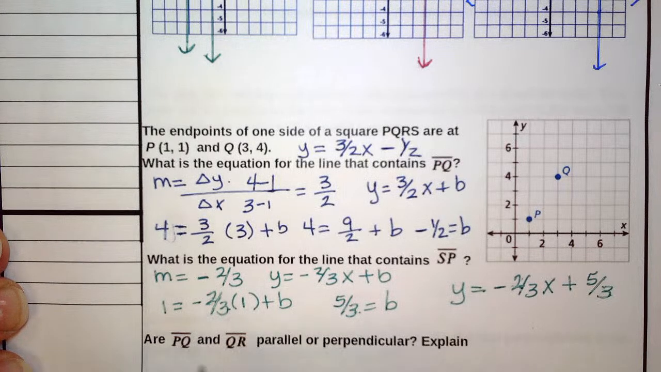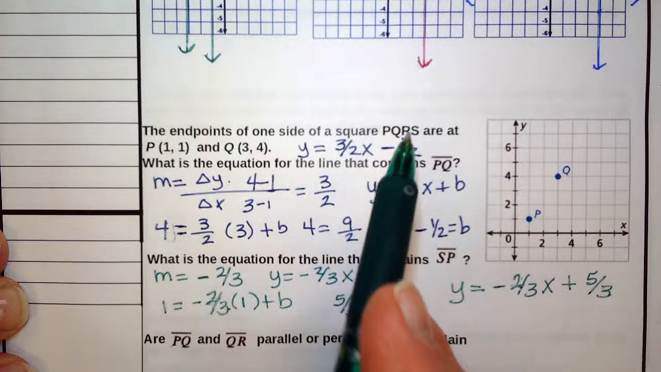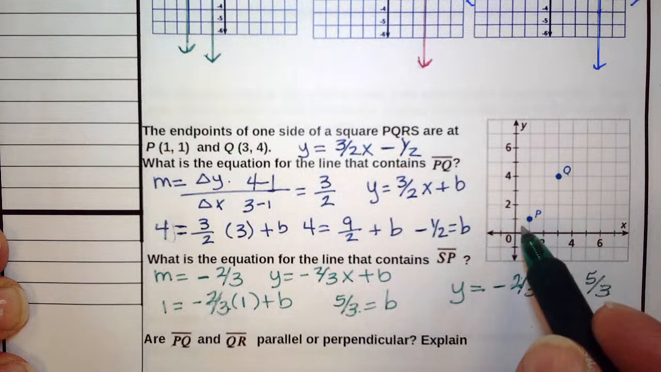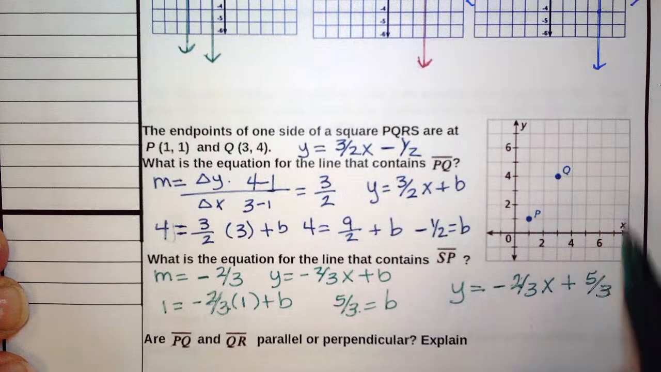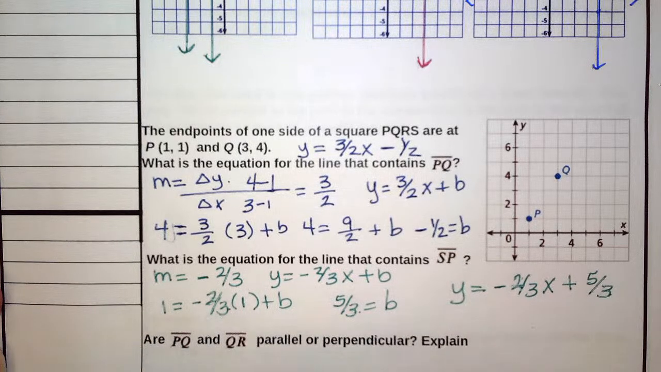So if we're looking at PQ, that would be the first side, and then QR. So you go PQ, then QR. Are they parallel or perpendicular? Well, they would have to be perpendicular, but why?